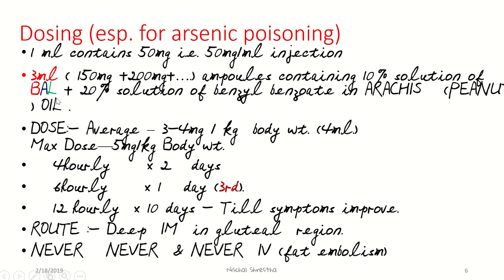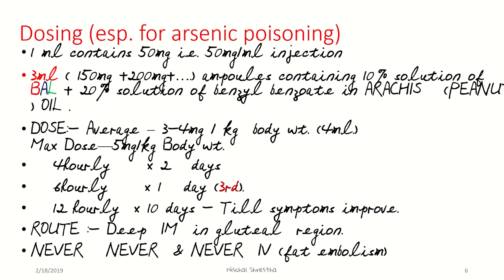I am mentioning one shortcut to remember this dosing. For example, BAL contains 3 liters, so its dose will be 3 ml. As BAL contains 3 liters, its dose is 3 ml, and it contains 3 compounds. One is BAL, second one is benzyl benzoate, and third one is oil, peanut oil or arachis oil, and it has 3 patterns of dosing.